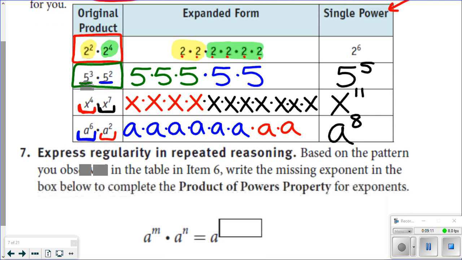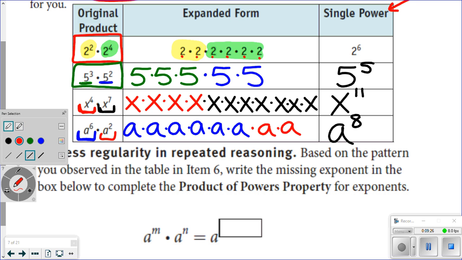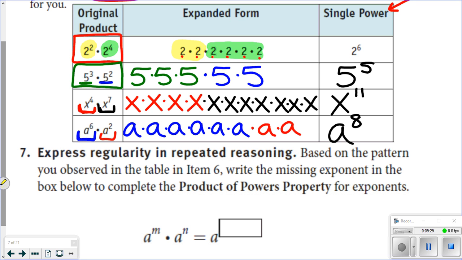Question 7, we need to look at the pattern from the table in order to fill in that box. So if I'm looking at the table, what do you notice from this first column here, my original product, what was given to us, and our third column, our final answer as the single power? What am I doing? What's the process here? So this is a multiplication problem. That's what the word product means, and that's what this little black dot stands for, multiplication.